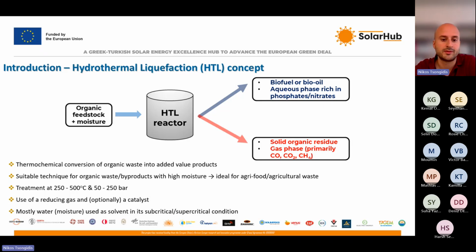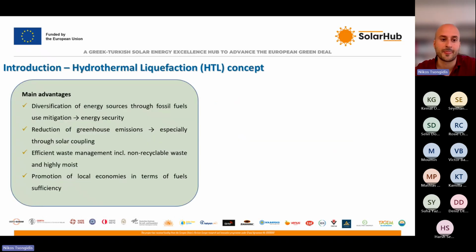And we also avoid using catalysts. Of course, certain types of catalysts give us a better result, an improved result when it comes to the efficiency of the HTL process. But as I said, we want to keep it as simple as possible in order to also keep the costs low. And finally, water in the form of moisture is used as a solvent. In fact, it is used both as a reactant and as a solvent around its subcritical and supercritical area.